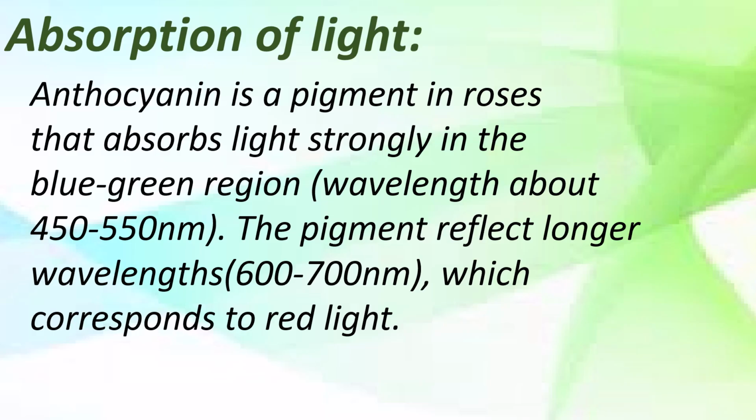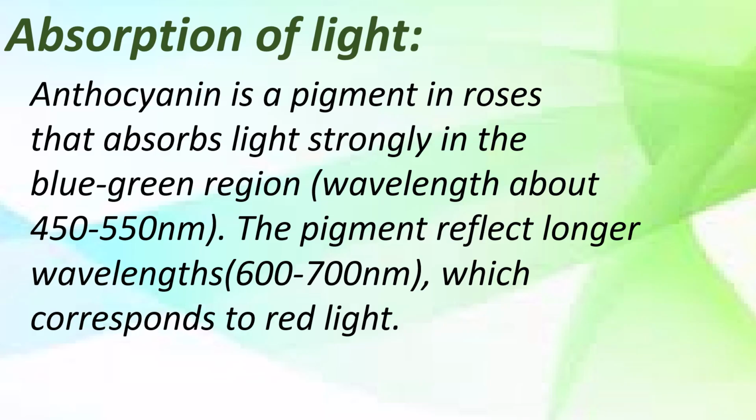Absorption of light. Anthocyanin is a pigment in roses that absorbs light strongly in the blue-green region, wavelength about 450 to 550 nanometers. The pigment reflects longer wavelength, 600 to 700 nanometer, which corresponds to red light.